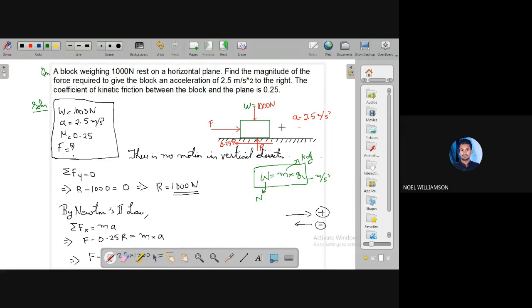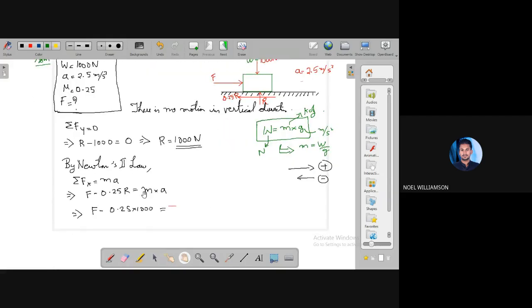That is, from here you can say m equal to W by g, right? So substitute this value. Instead of m, we can say it is W by g. W is 1000, so 1000 by g, which is 9.81, into acceleration. Acceleration is 2.5. So from there, you can directly find the value of F. So try to find out.